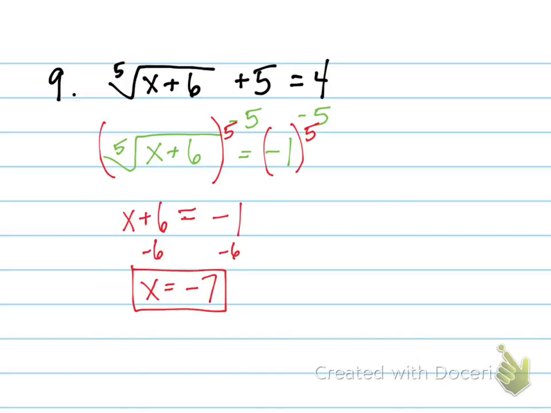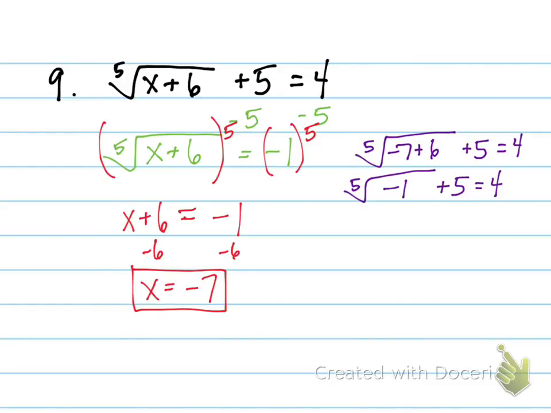Then I want to check my answer, so I'm going to come over here. The fifth root of negative 7 plus 6, plus 5 equals 4. Negative 1 plus 5 equals 4. 4 equals 4. That checks out.